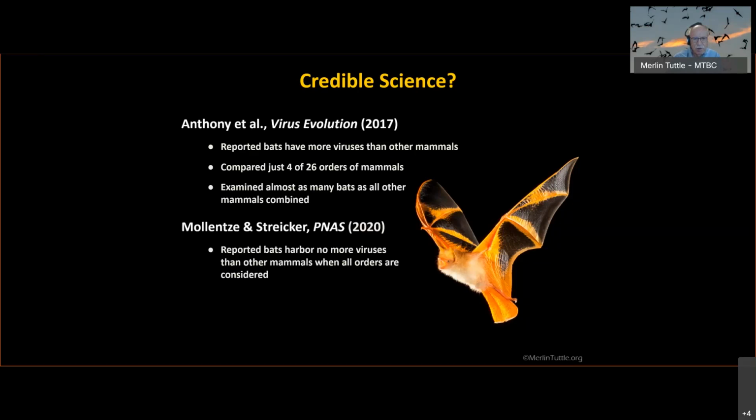and this one found that if you look at all the orders of mammals and all the orders of birds, there is no difference. Bats do not support more viruses than other animals. But this second paper, of course, wasn't nearly as fun to make scary headlines with, so it's received almost no media attention. Now, with that kind of background story in 2017, we can only imagine how bats got blamed first for COVID.